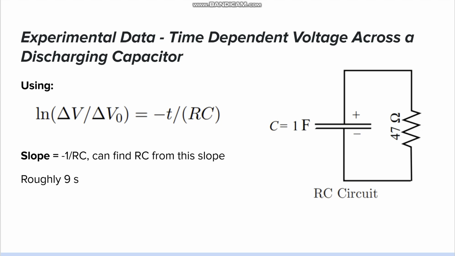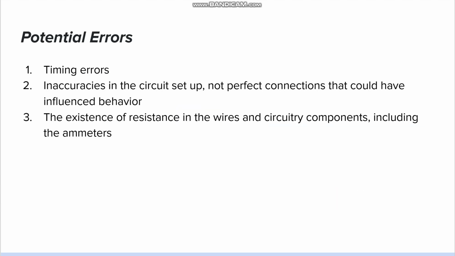Experimental data, Circuit 3, time-dependent voltage across a discharging capacitor. Using the linearization equation seen below, we can determine that the slope of this, when graphed, is -1 divided by RC, from which we can find RC from the slope, which is roughly 9 seconds. To the right seen here is a picture of the circuit.